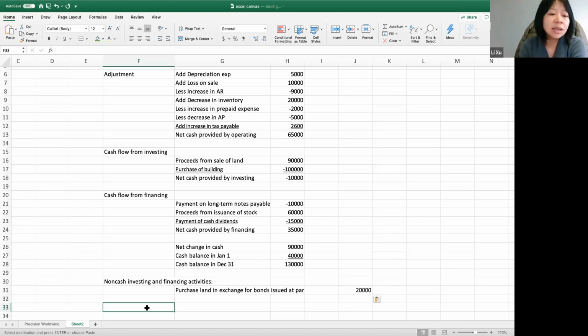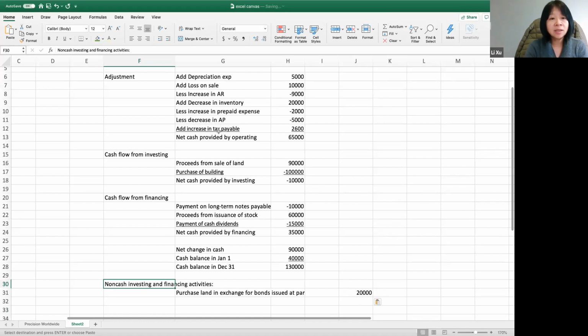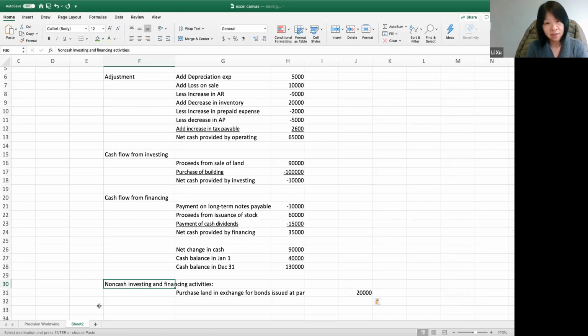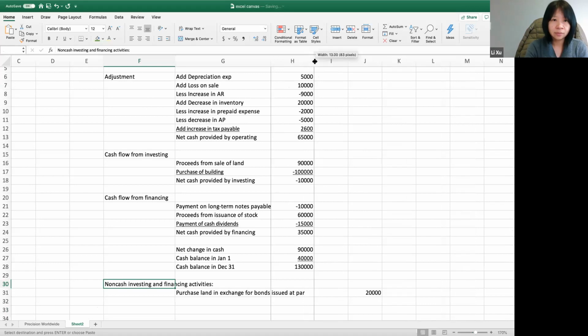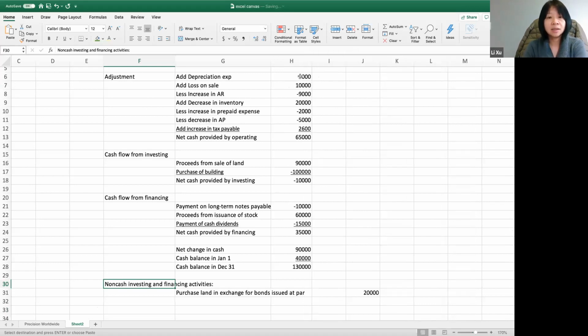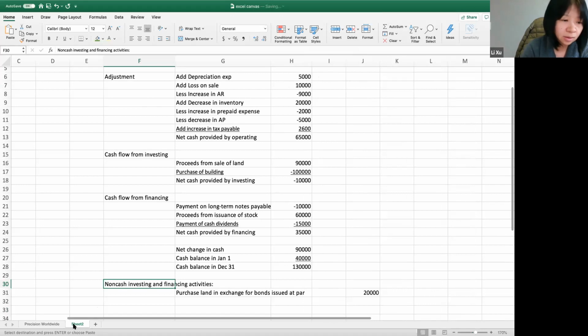When we talk about non-cash, most of the time we only talk about the investing and the financing activities. Why? Because for the operating section, we start from net income and we make adjustments. So all non-cash items have already been adjusted. Okay. Any questions? So this is the indirect method. Any questions before I move on?